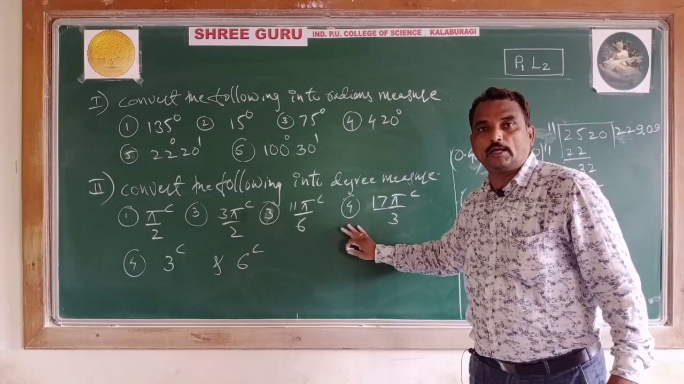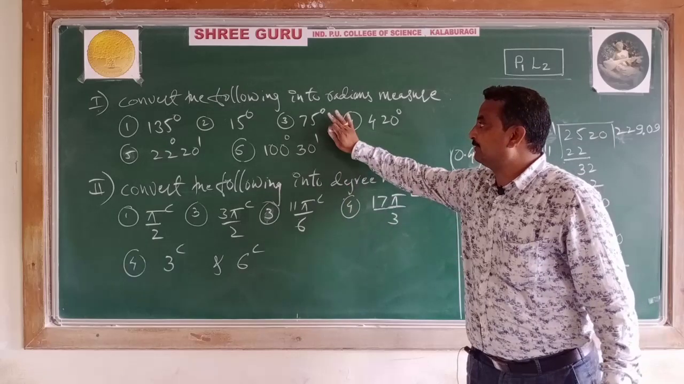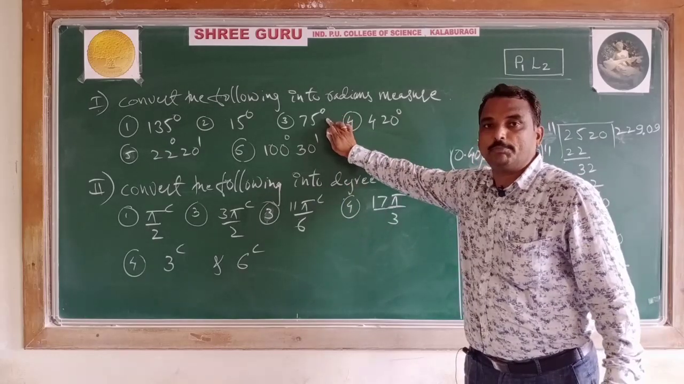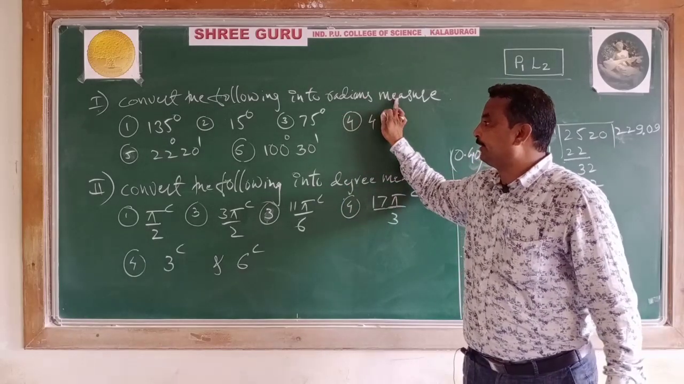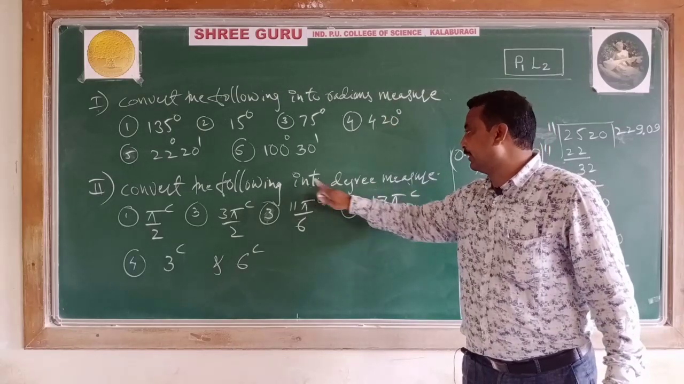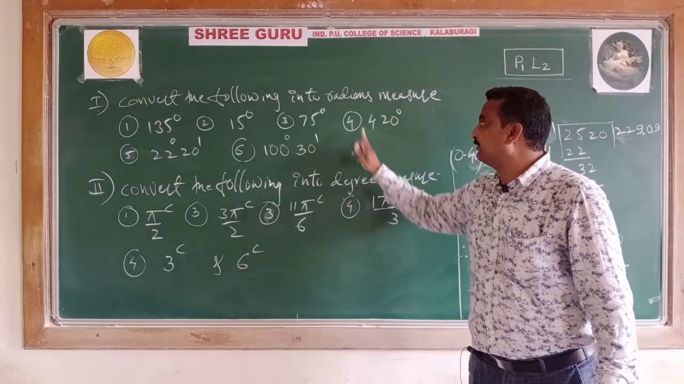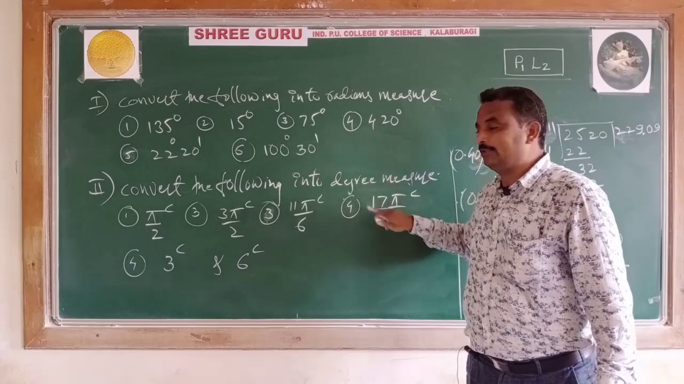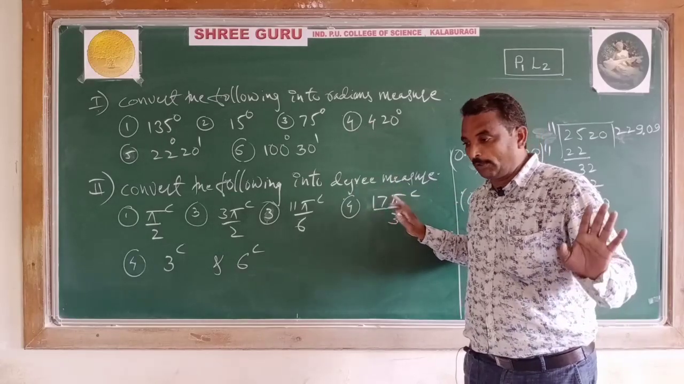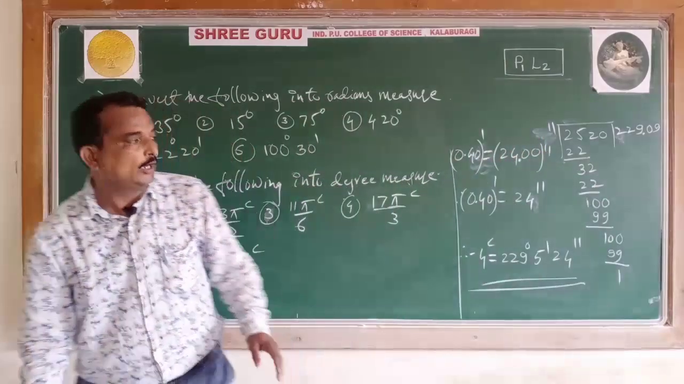What I have calculated in the last 2 classes, in the previous classes, I calculated this type of examples converted in terms of radian measure. And in today's class I have converted in terms of degree measure. Very simple. This type of examples will be asked in the examination for 1 mark. You know 1 mark questions are very important to score 100 marks.